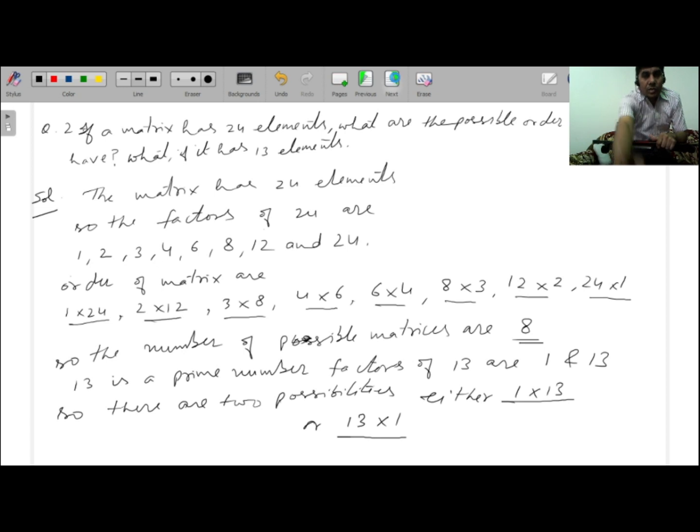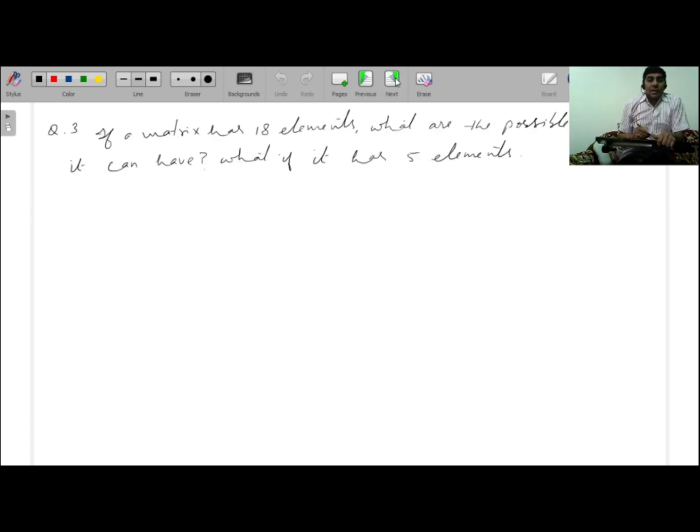Next, question third. If a matrix has 18 elements, what are the possible orders it can have? What if it has 5 elements?